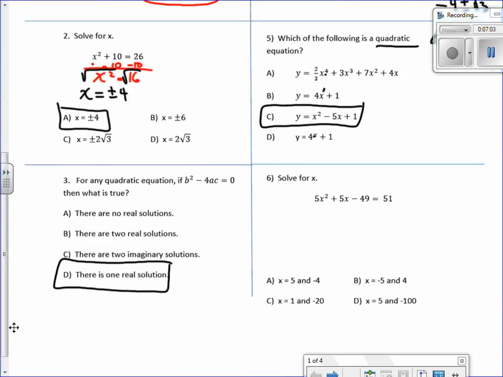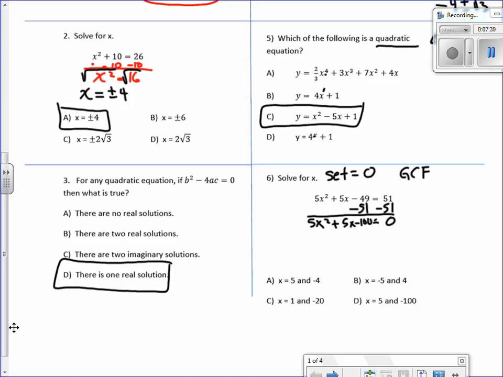Solve for x. All right, in order to solve for x, we need to make sure that it's set equal to 0. And then, by the way, we always want to pull out our GCF if possible. And I'm thinking there's going to be a GCF here. So to make this equal 0, I need to subtract 51 from both sides because I want the 0 to be on the right-hand side. So I subtract numbers from numbers, so I line the 51 up with the 49, and that leaves me with 5x squared plus 5x minus 100.